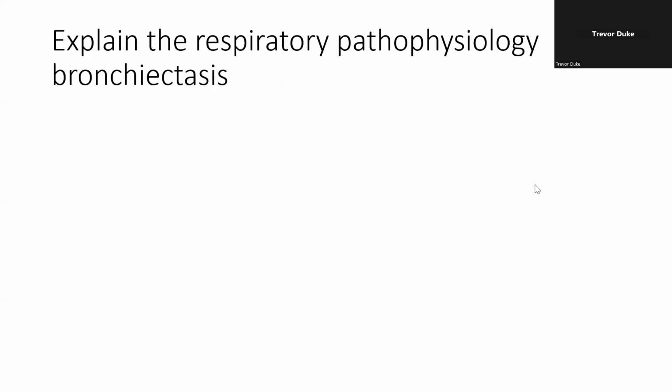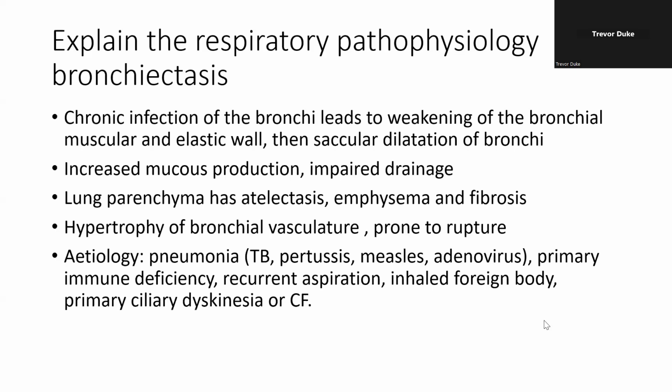Okay. The next question is to explain the respiratory pathophysiology of bronchiectasis. And we see bronchiectasis a lot, don't we? We see a lot of children who've got some form of chronic lung disease. And I just want to go through what the pathophysiology is. It's not the treatment or the clinical manifestations so much as just what happens to the lung when you've got bronchiectasis. And typically it occurs because of chronic infection of the bronchi, leading to a weakening of the bronchial muscular and elastic wall, and that leads to a dilatation of the bronchi.